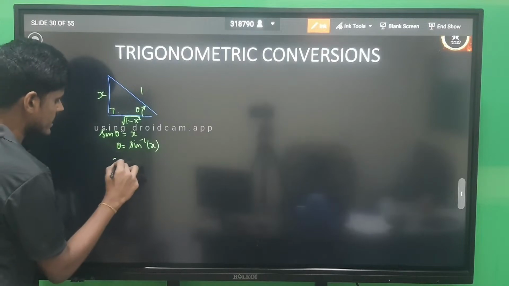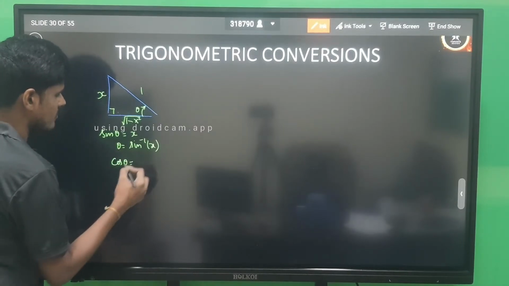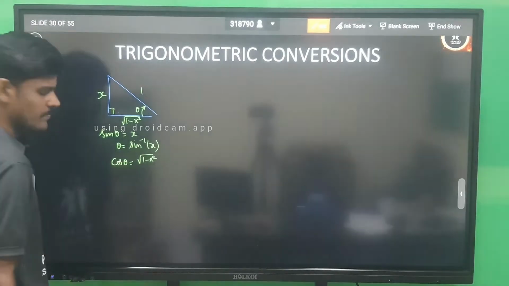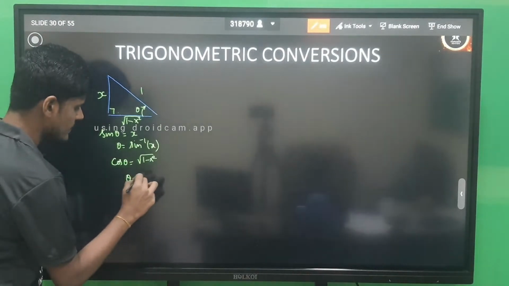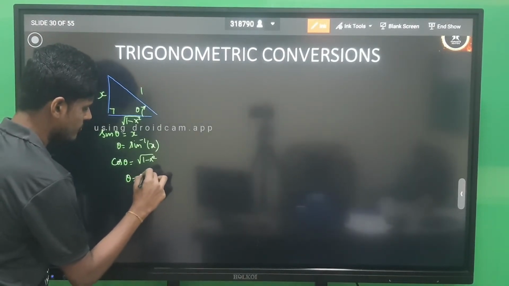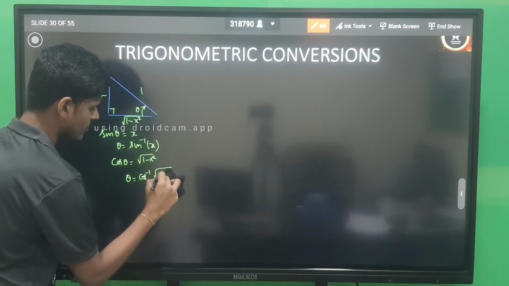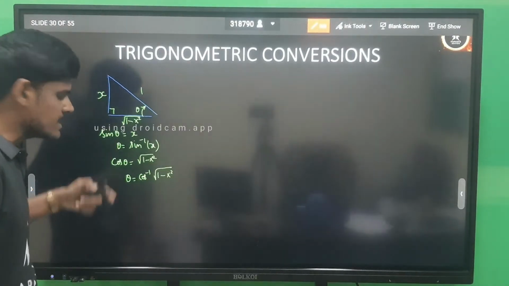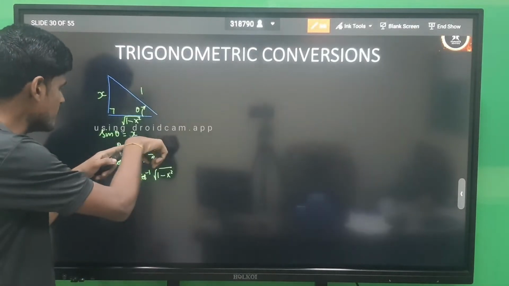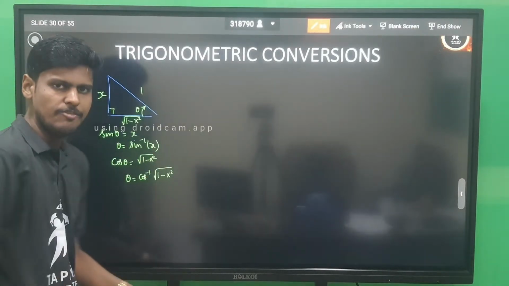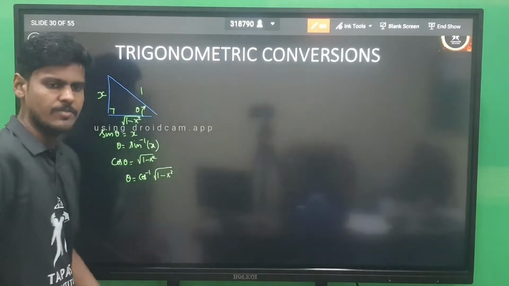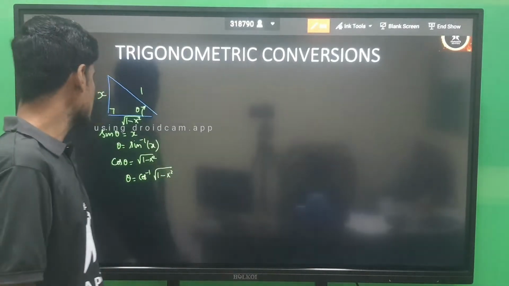Now what is cos theta from this? Cos theta is given by root 1 minus x square by 1, which means theta is cos inverse of root of 1 minus x square. Now what we understand, the angle is the same, so sin inverse of x is equal to cos inverse of the square root of 1 minus x square. So this is how we will convert between different trigonometric functions.